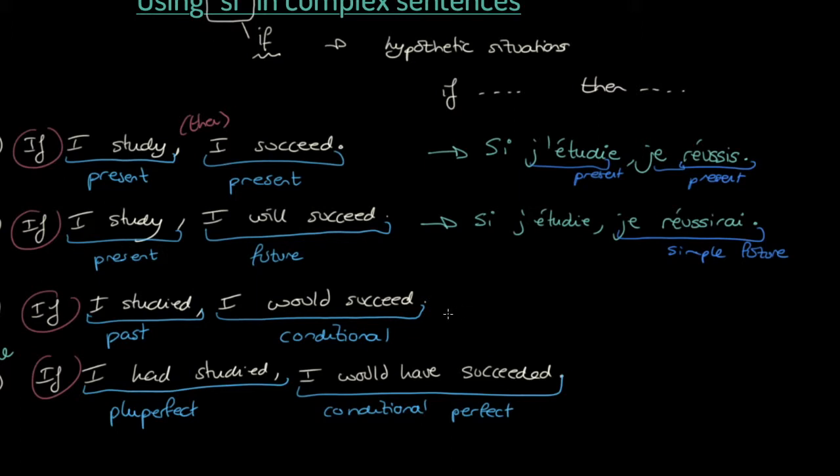Okay, my next one. If I studied, I would succeed. So you want si. Now past, you might be thinking, oh, I know a couple of past tenses in French. Well, you'd be right to be thinking that. We want the imperfect. So, si j'étudiais. So si j'étudiais, imperfect. I would succeed, conditional. So, je réussirais.